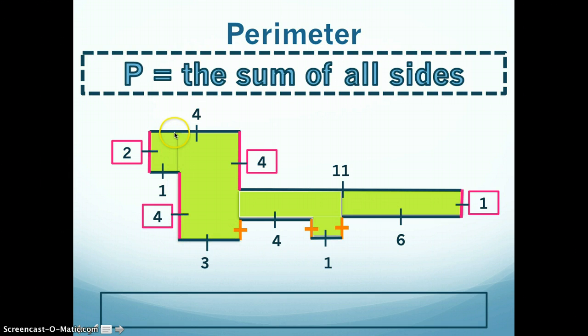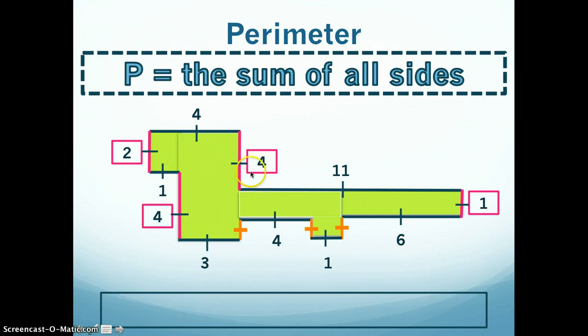So first, I look at the top. I know that this is 2. If I move over, this finishes the rest of the shape. This is worth 4. So from top to bottom, we have 2 plus 4. Top to bottom, this is 6.